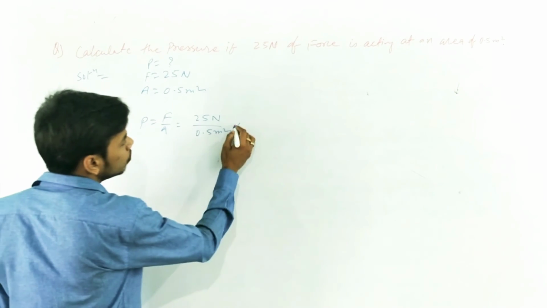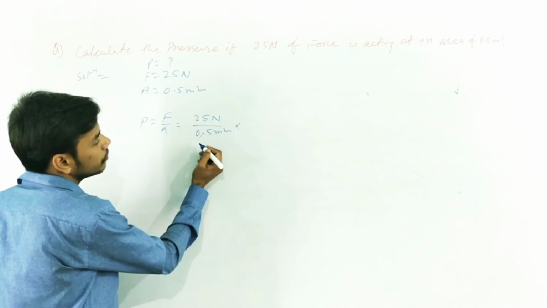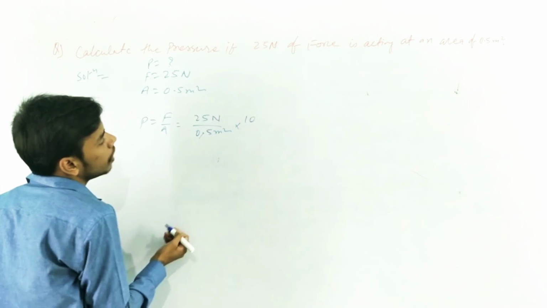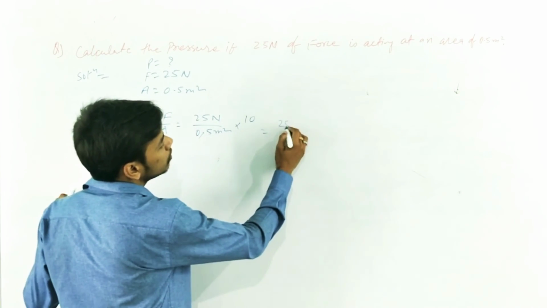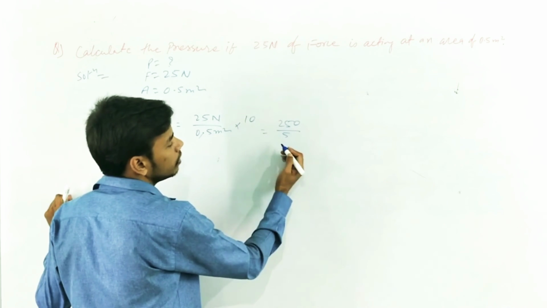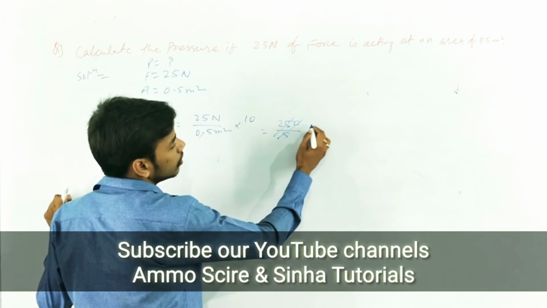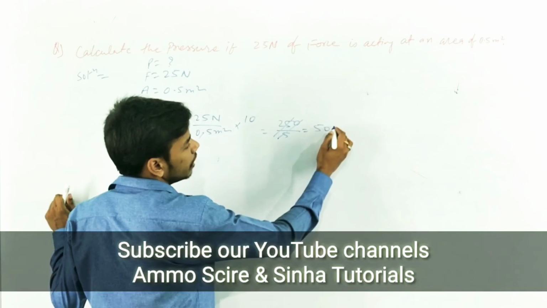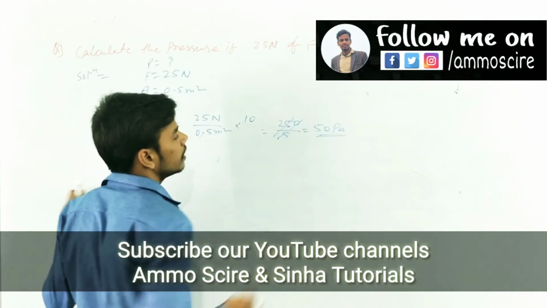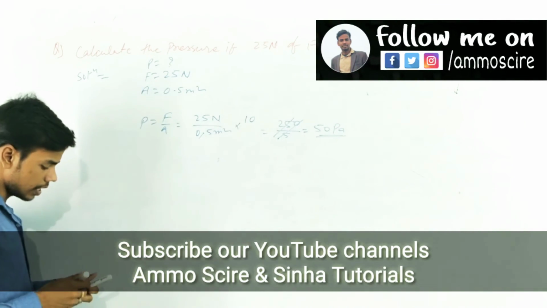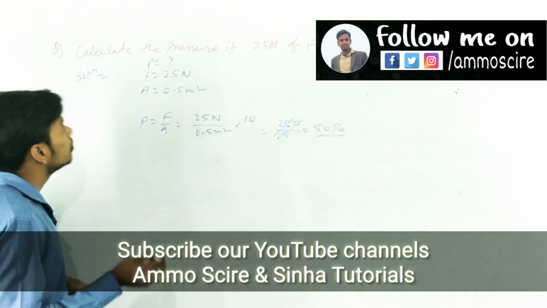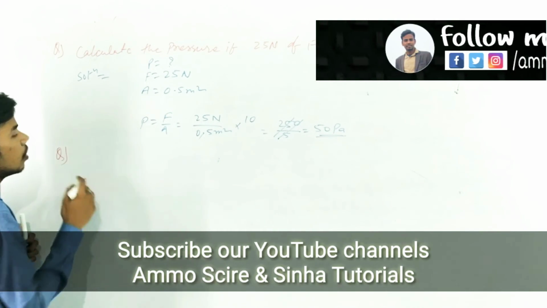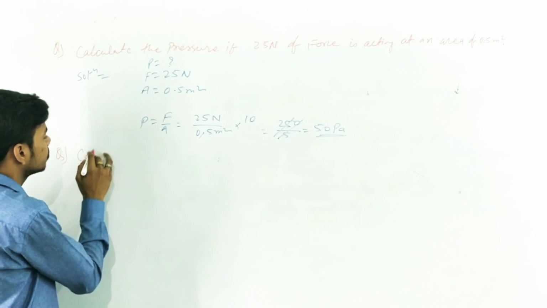And now if you remove the decimal point from here, the 10 will be multiplied in the numerator, and now it will become 250 by 5. That means you will cancel it out 50 times and you will get 50 Pascal as the pressure. Okay guys, so by this way we can calculate the pressure. Okay, we are having one or two more examples like that.